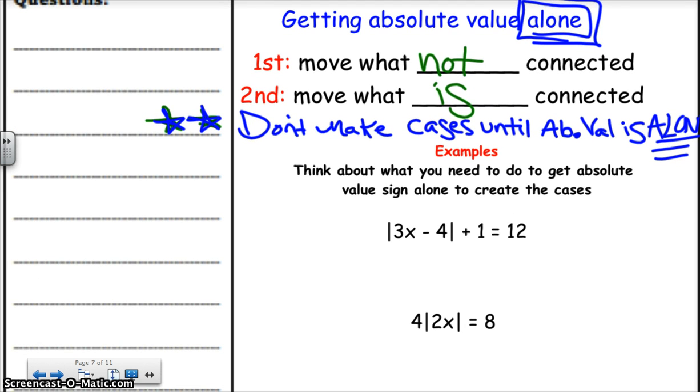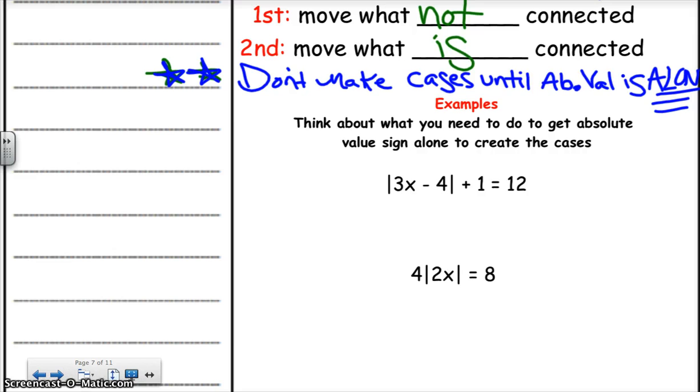On our example, I have a little statement that says, think about what you need to do to get the absolute value sign alone in order to create the cases. Here I have the absolute value of 3x minus 4 plus 1 equals 12. Is my absolute value by itself, yes or no? No. What's hanging out by the absolute value? That 1. I need to get rid of it. How do I get rid of plus 1? Subtract 1.